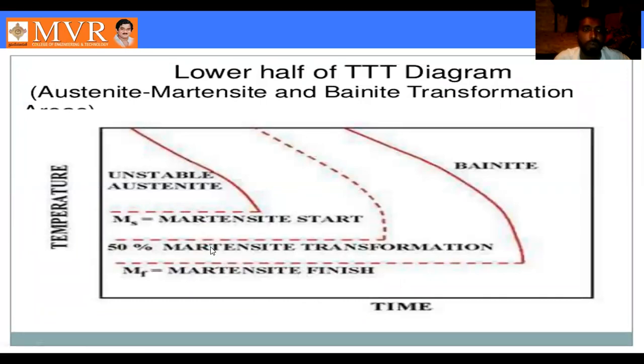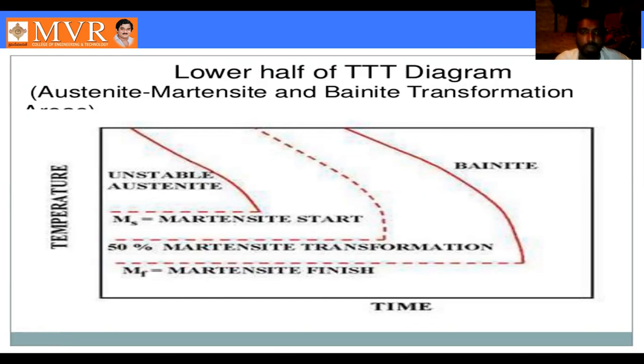So it is the lower half. See here, it is the lower one. Unstable austenite we can observe here. So Ms, martensite start, is from here onwards. Here this line is the 50% martensite transformation. See here, this line is nothing but martensite finish. First we can observe unstable austenite. Unstable means that it is not a stable one. Stable austenite we are not getting here.